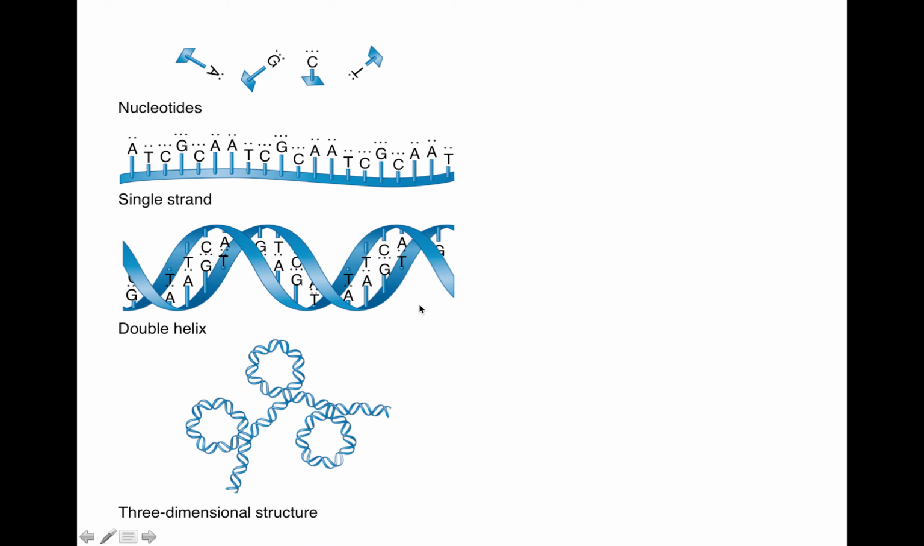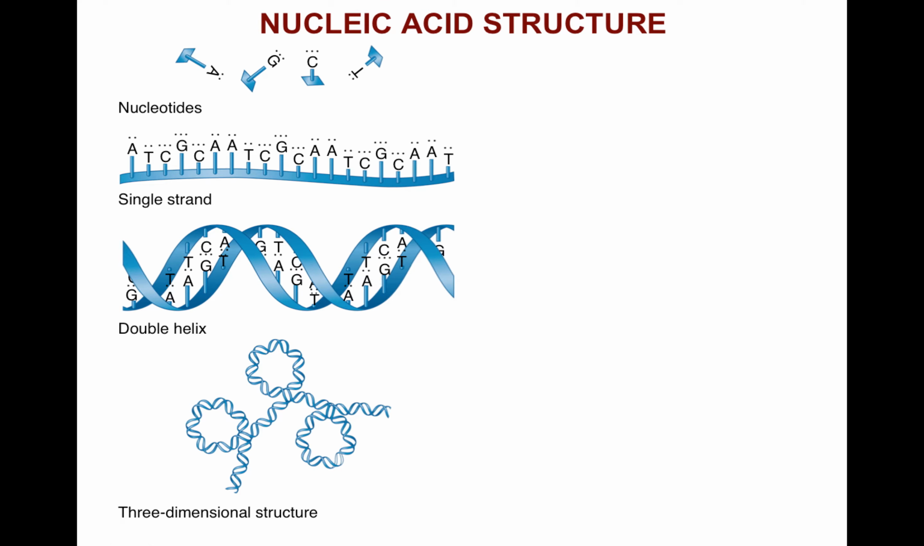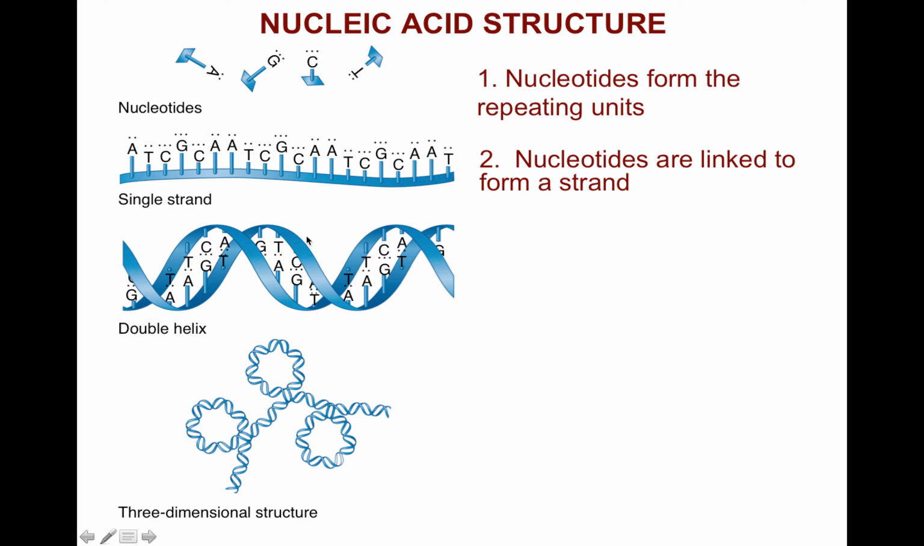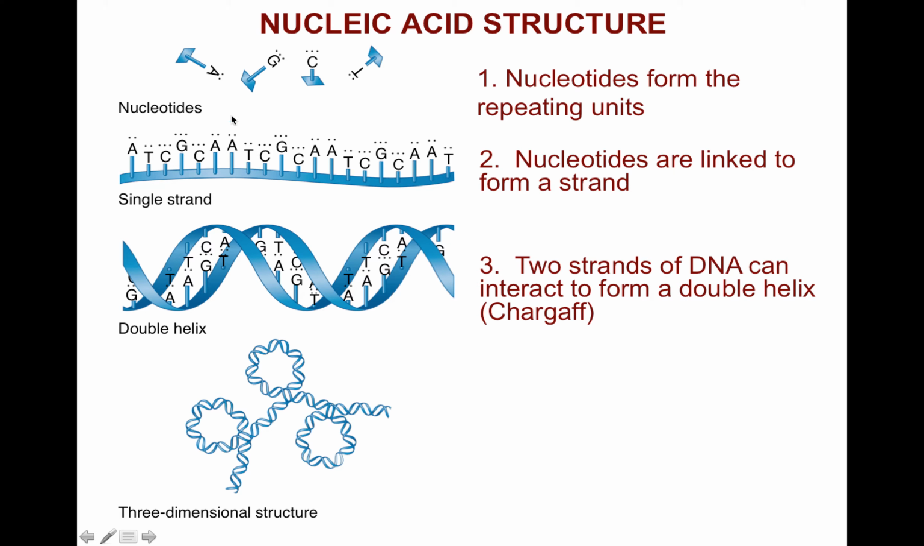Okay, so there's a hierarchical order to the structure of DNA. The nucleotides are the individual building blocks. They're the repeating units. They're the A's, the G's, the C's, and the T's. They get strung together to form a single strand, which then can hydrogen bond to another single strand and form what we know as the iconic structure of DNA, the double helix.